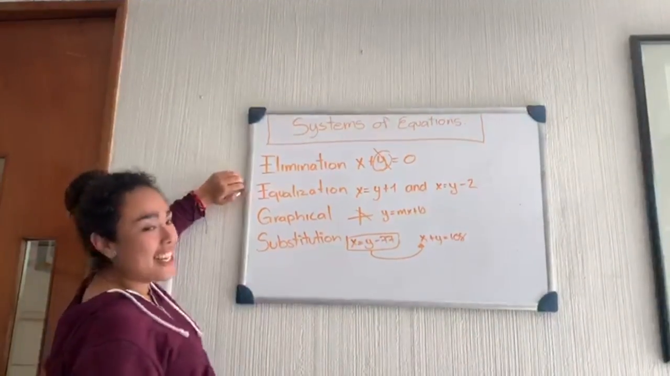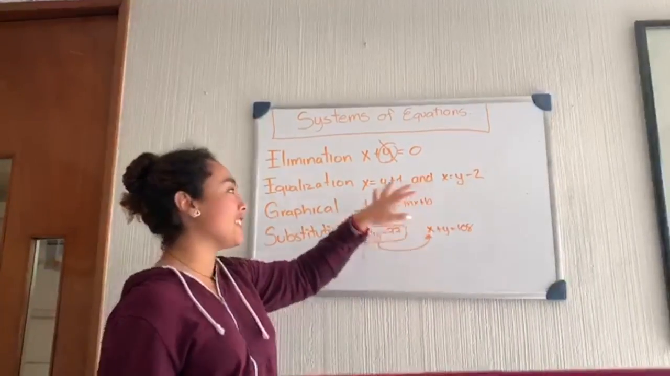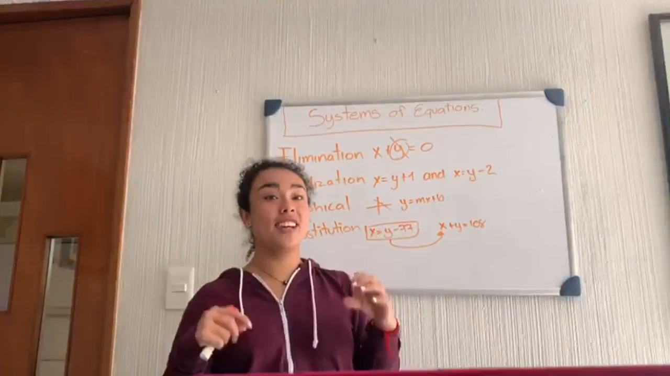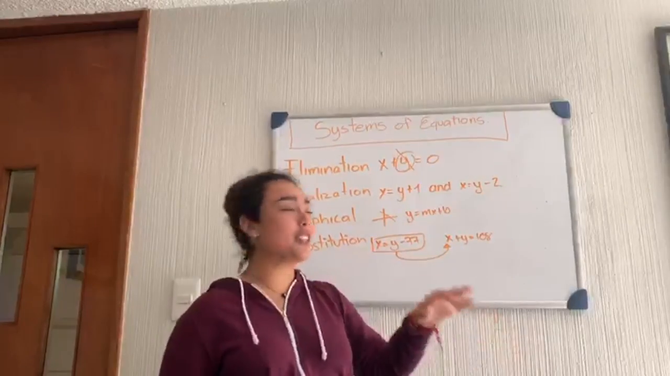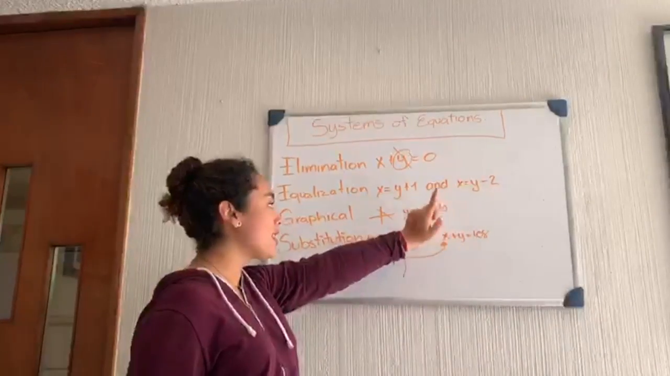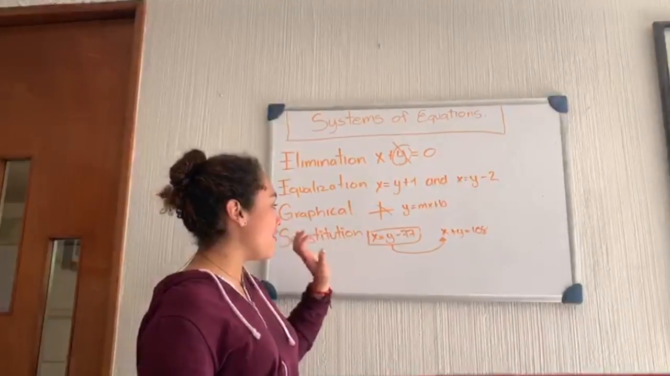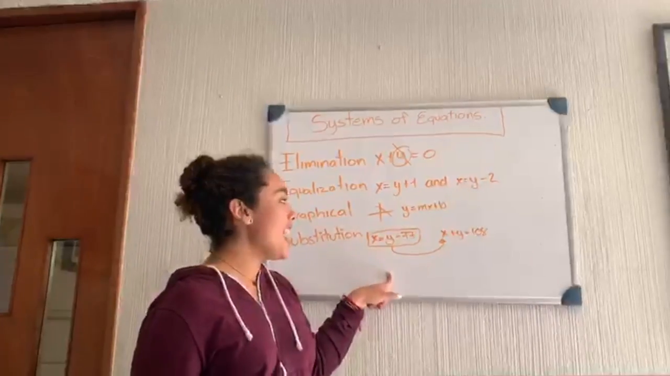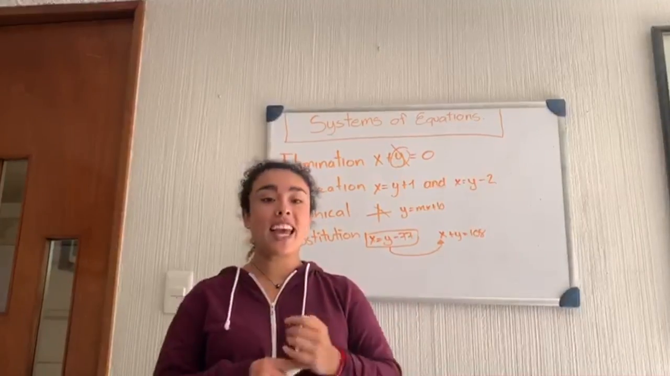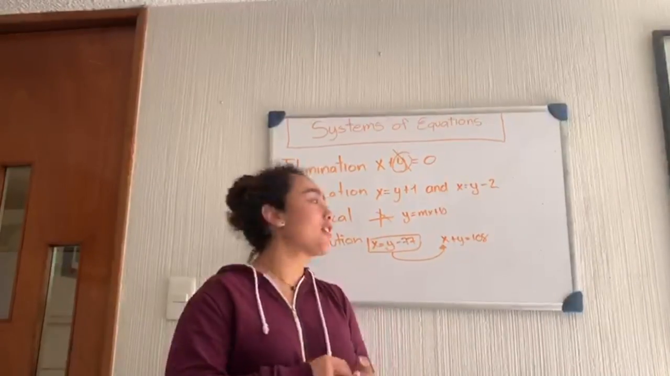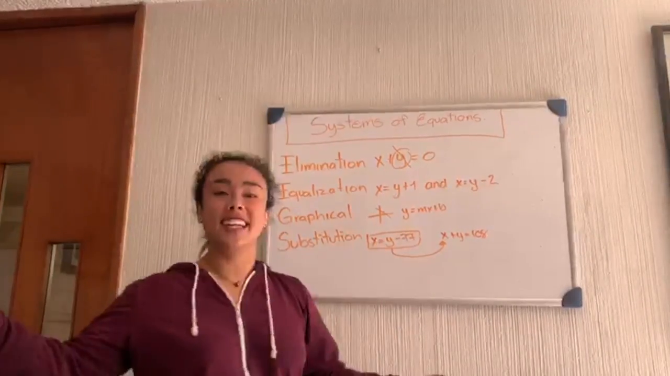Now, equalization is to balance both equations and solve for the same variable in order to have the same answer. The graphical method is to graph the equations to check the solution, using the y-intercept and the slope. And the substitution method is where you solve for one variable and then substitute it in the other equation to find its value. Now my good friend Frank is going to give you examples of this so you can understand it better.